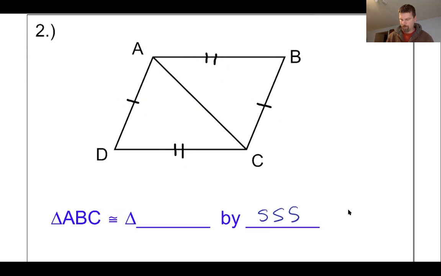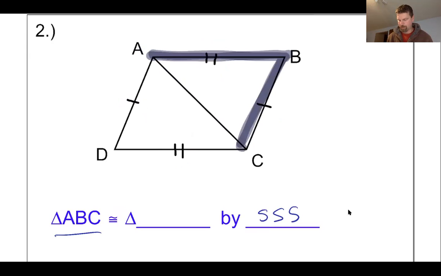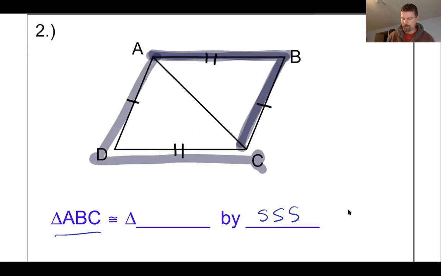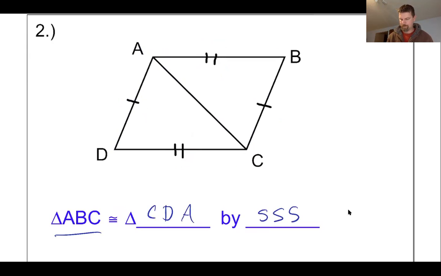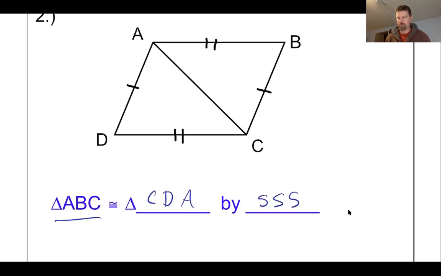Putting them in the right order. ABC was A to B to C. Let's see, that traveled along the 2 tick marks and then the 1 tick mark. So that'd be the same as C to D to A. C, D, A. Triangle congruence means those triangles are the exact same shape and the exact same size.